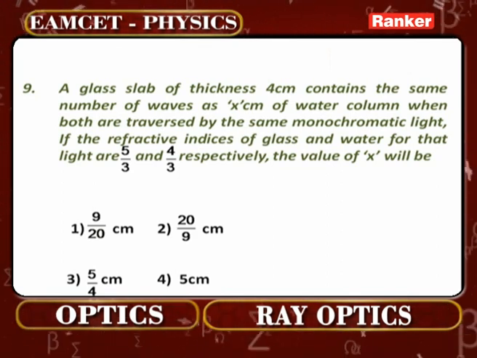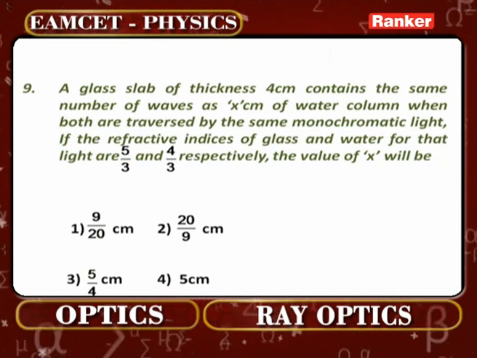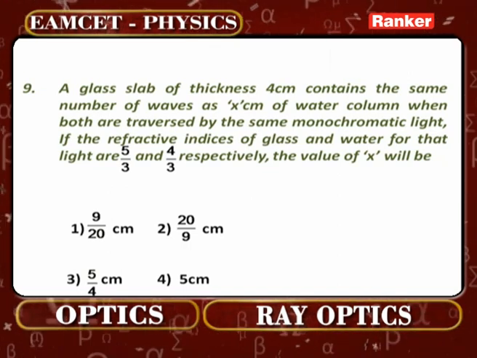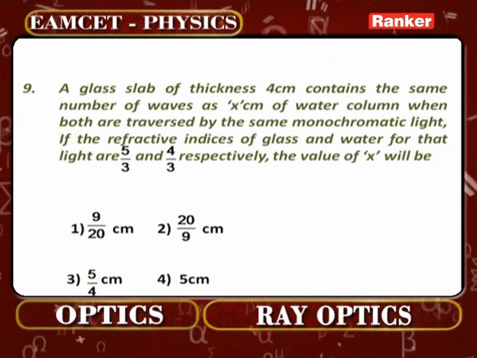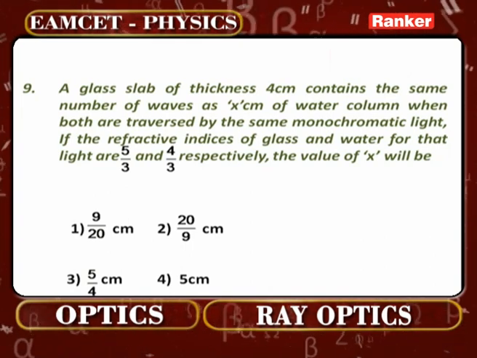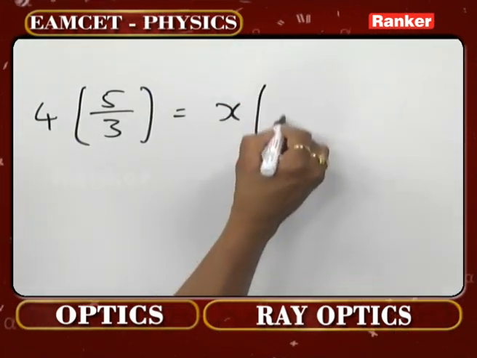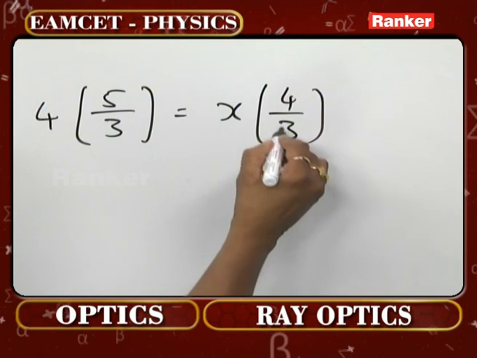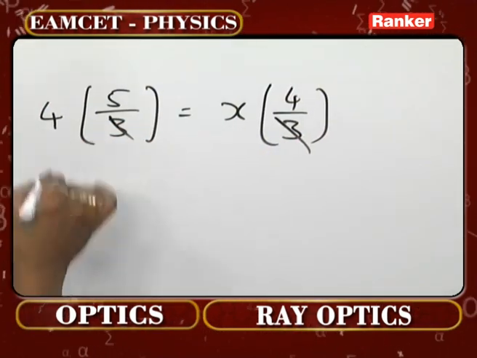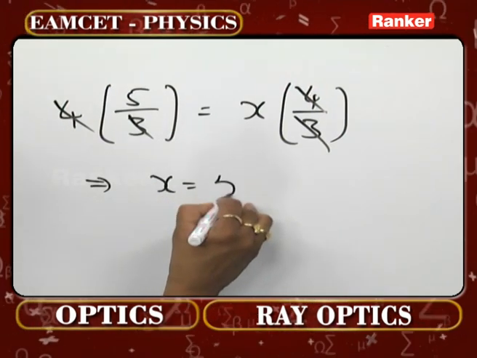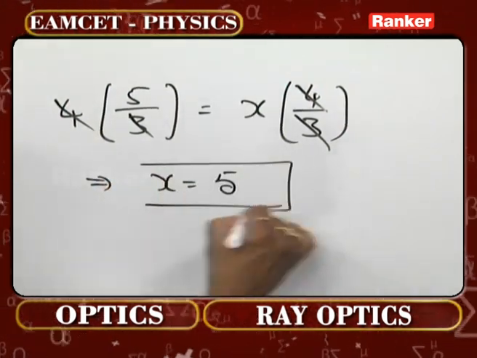What is going to be the thickness? He has given 4 centimeter into the refractive index of that particular glass, 5 by 3, is equal to the other thickness x into 4 by 3. Cut this 3 first of all. 4 gets cancelled on both sides. Then what will be left over? X must be 5.